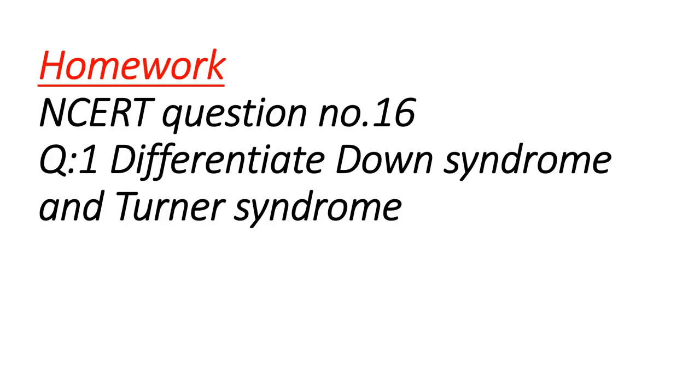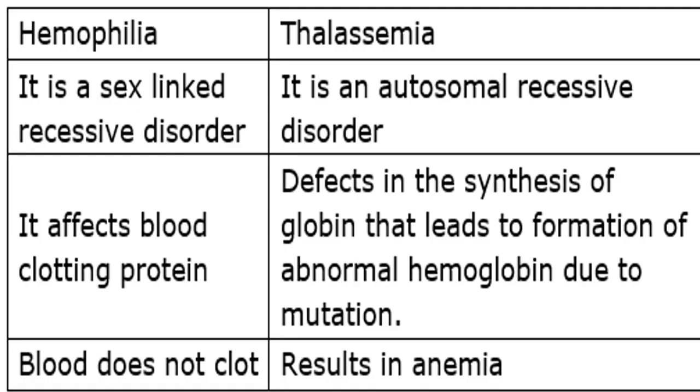Now your homework. NCERT question number 16, and one extra question you will do: differentiate Down syndrome and Turner syndrome. Now we will discuss the homework solution of the previous lecture, and one question I gave you in homework, differentiate hemophilia and thalassemia. So this is the answer.